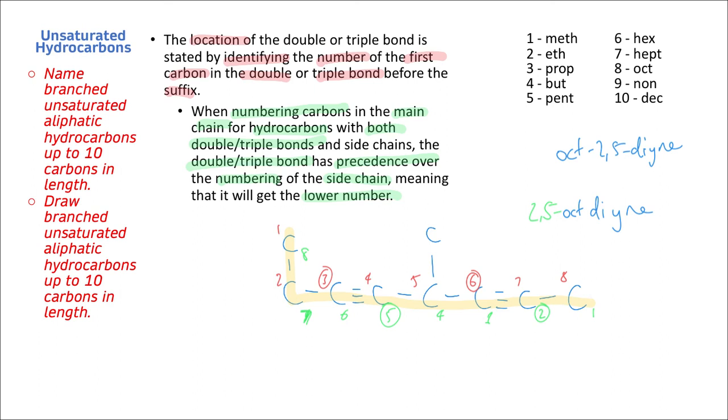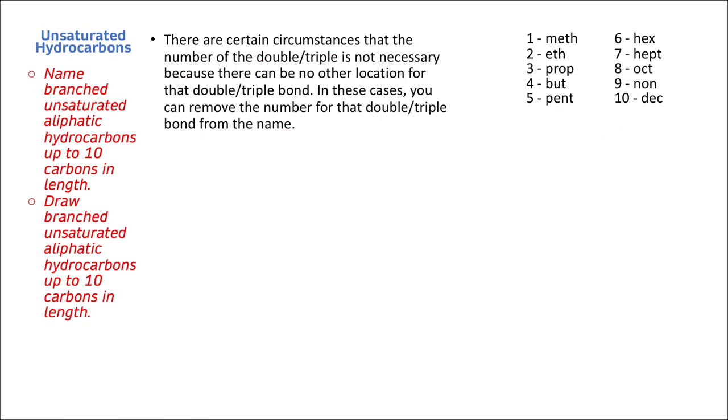Then also don't forget the methyl group that's there. The methyl group, using the green numbering system, is a 4-methyl, so this is 4-methyl-2,5-octadiene. That's how you name unsaturated hydrocarbons, just remembering that the double and triple bonds get precedence over the side chains.